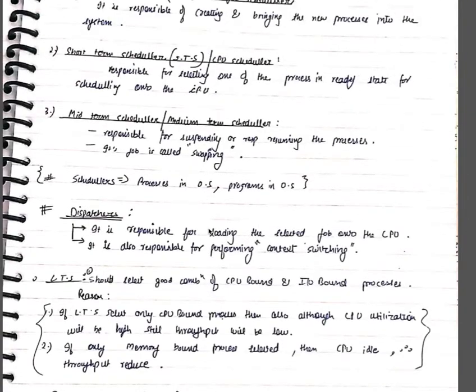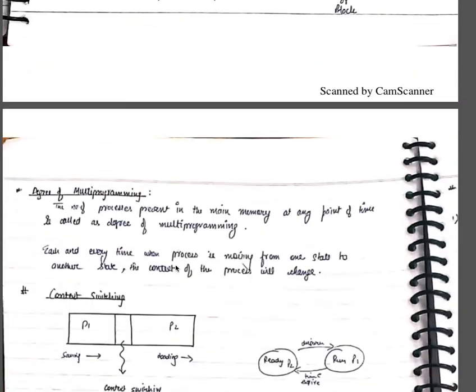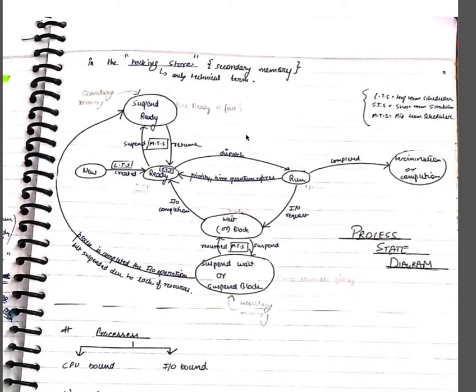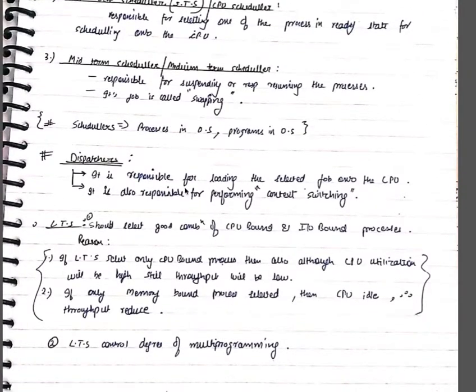Now moving forward, dispatcher. What is dispatcher? Important thing: I said the short-term scheduler selects the process from ready to running. It does not dispatch it. Who dispatches it? The dispatcher does the work of starting the process. Now, this definition of the dispatcher is a little bit important: it is responsible for loading the selected job onto the CPU. It is also responsible for performing context switch.